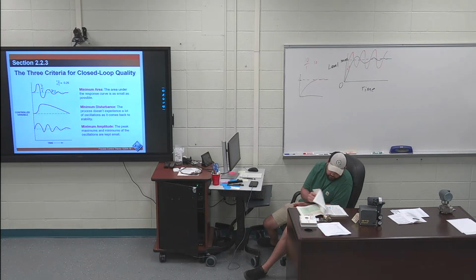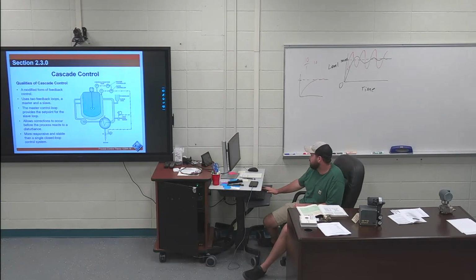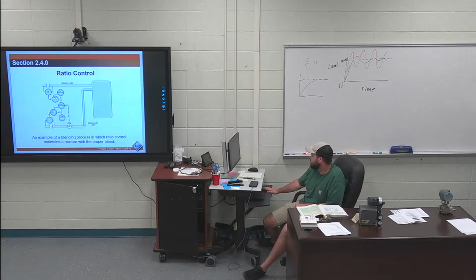Page 24. Bottom left paragraph on page 24, first sentence is highlighted. Another common application of ratio control is maintaining a fixed relationship between 2 flows, such as the mixture of 2 materials in a blending operation, figure 21. Blending stuff together, you're going to use a ratio control.